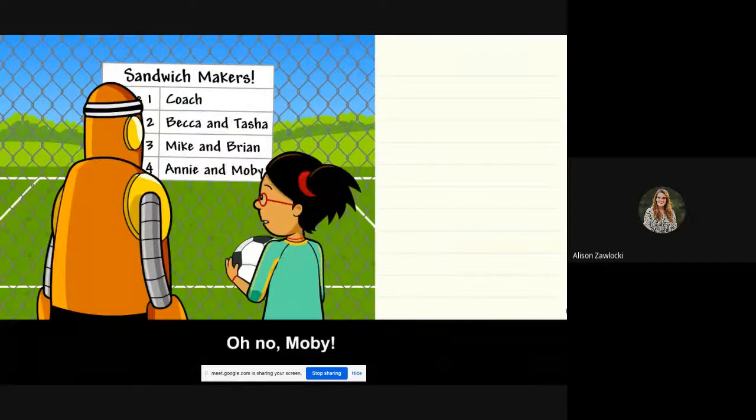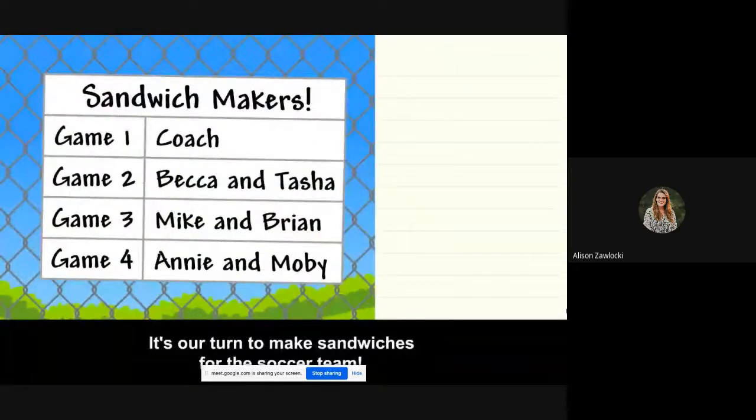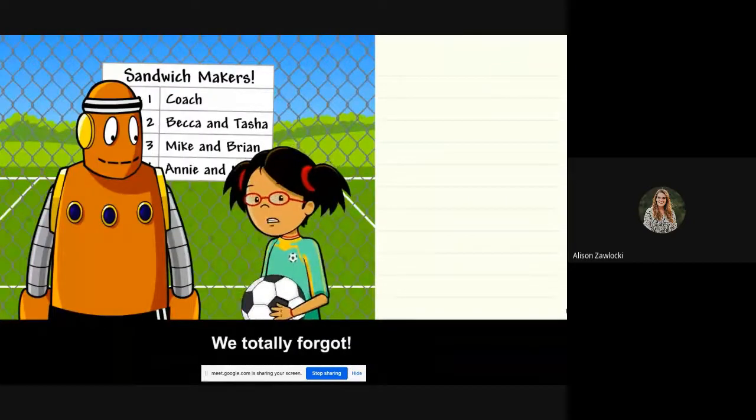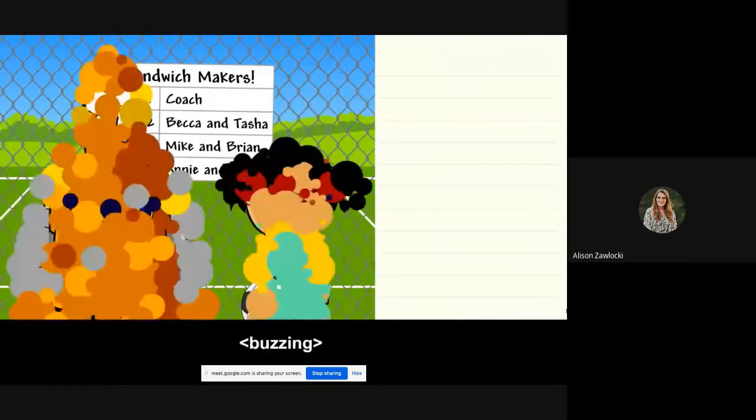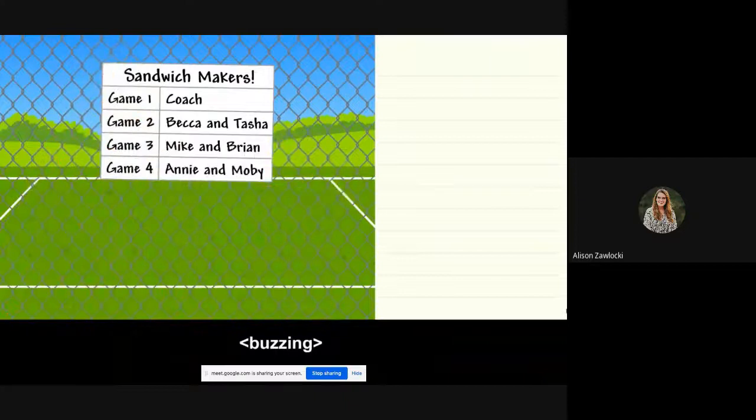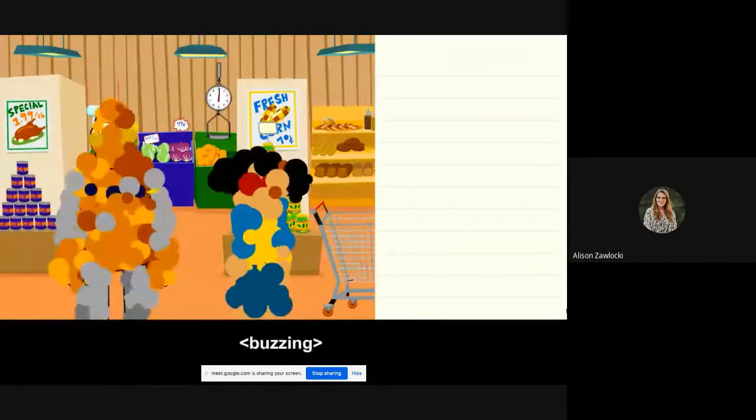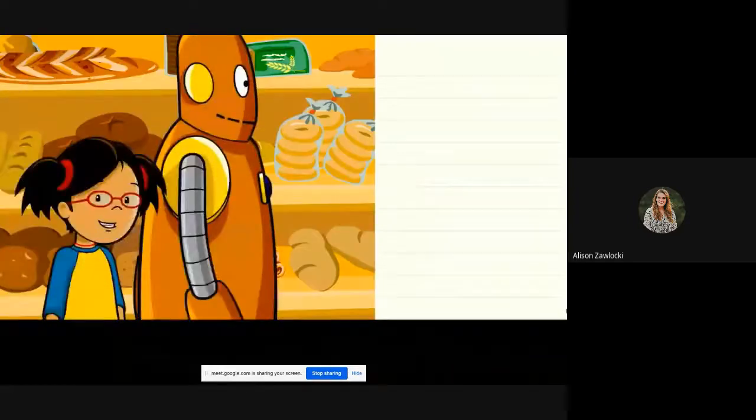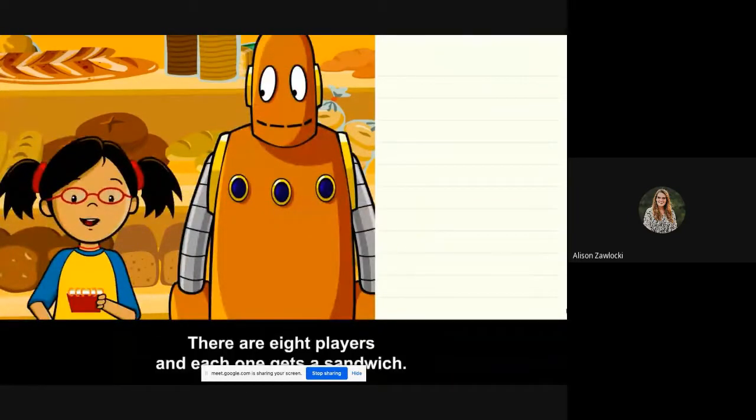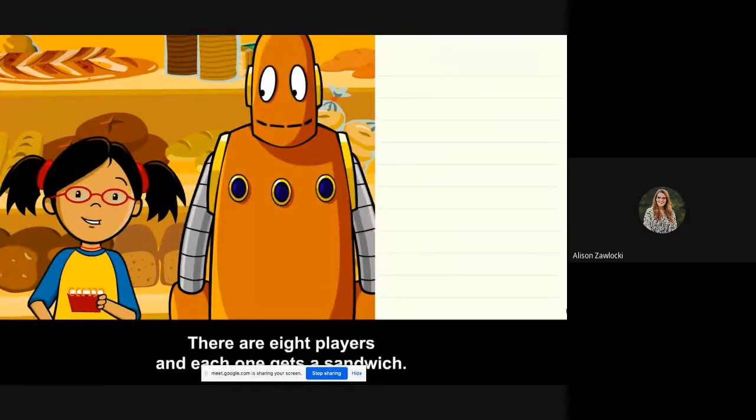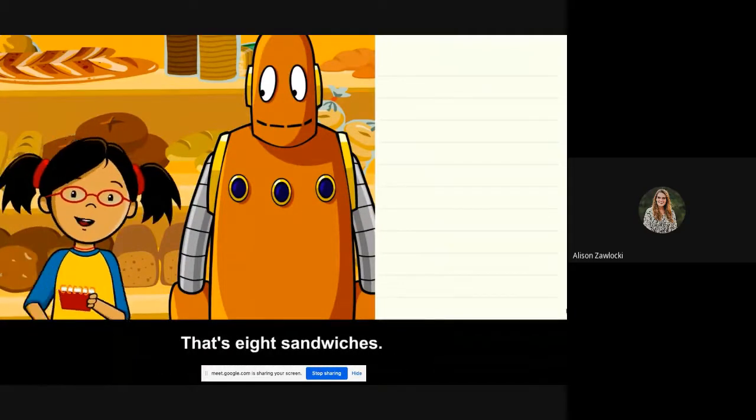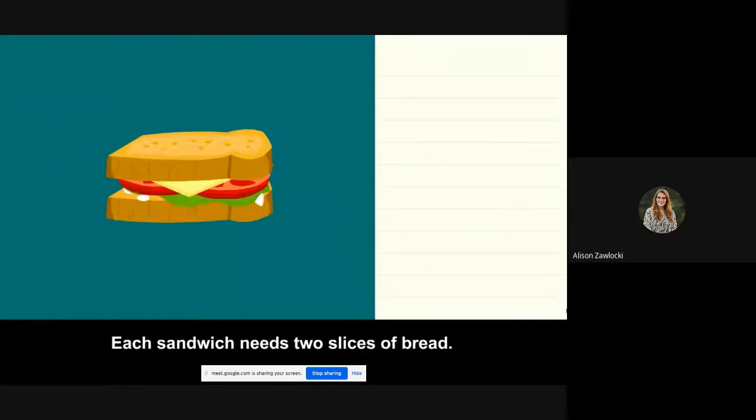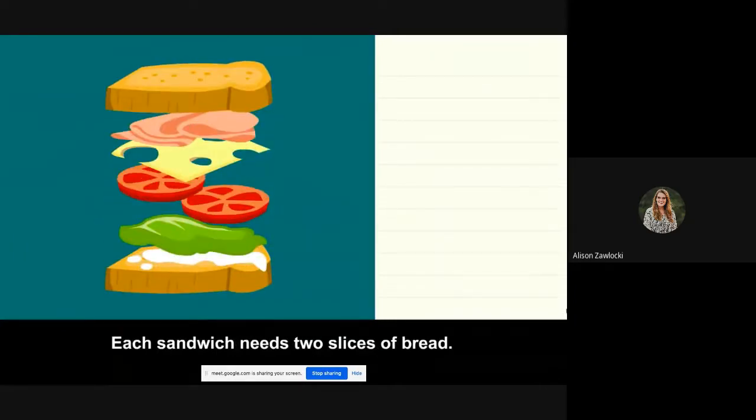Oh no, Moby. It's our turn to make sandwiches for the soccer team. We totally forgot. Cool. There are 8 players, and each one gets a sandwich. That's 8 sandwiches. Each sandwich needs 2 slices of bread. How many slices do we need altogether?